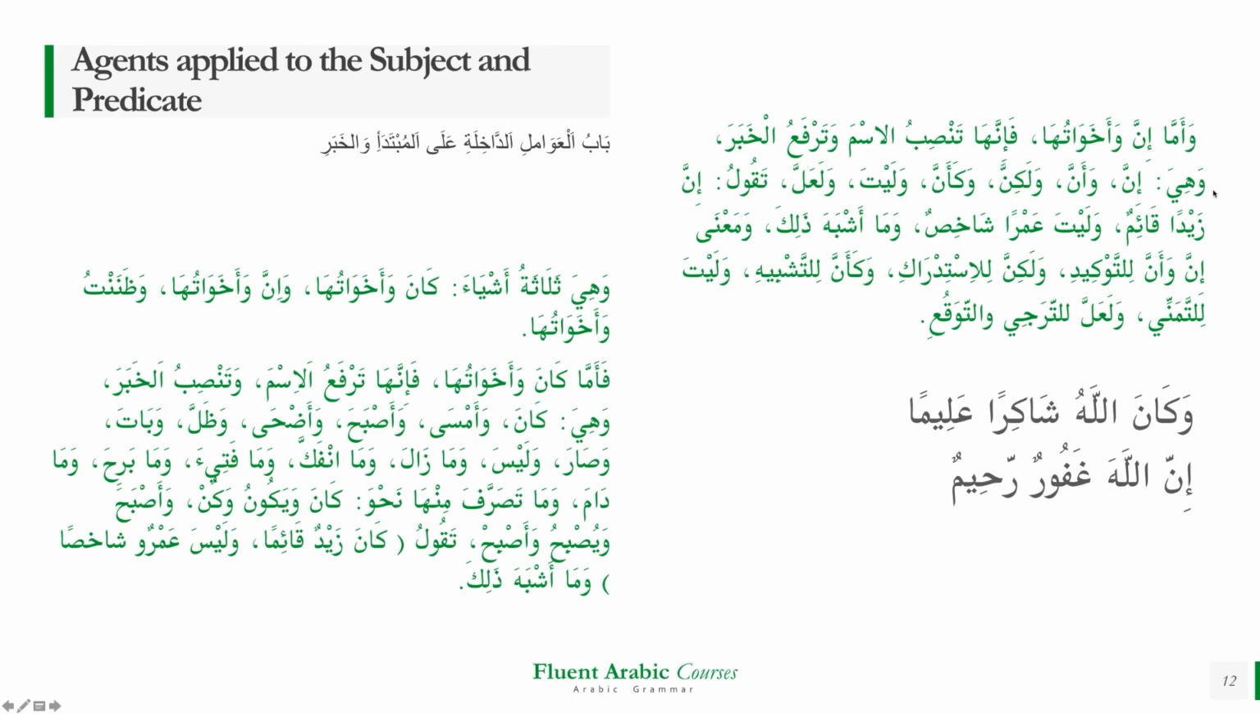What are the sisters of inna? Inna wa anna wa lakinna wa ka'anna wa layta wa la'alla. So all these are the sisters of inna and they have the same effect. تقول إن زيدا قائم. So it gives the ism the state of nasb, and the khabar the state of rafa. وَلَيْتَ عَمْرًا شَاخِصٌ. When it was kana, it was kana amrun shakhisan. But now if one of the sisters of inna occurs, it becomes وَلَيْتَ عَمْرًا شَاخِصٌ. وَمَا أَشْبَهَ ذَلِكَ, and so on.